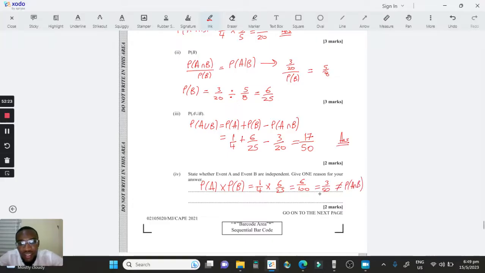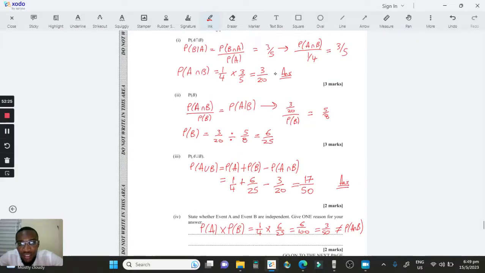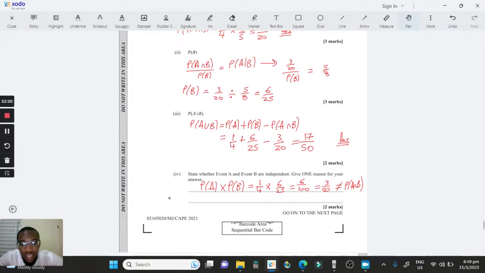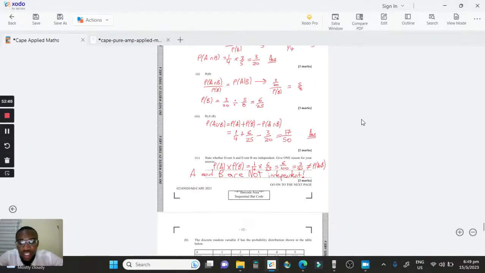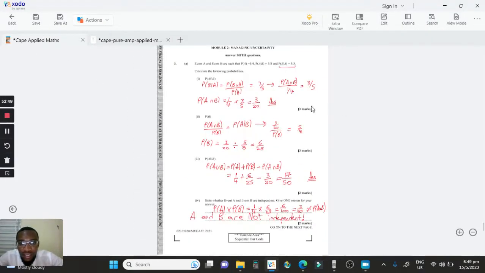But this is not equal to the probability of A intersect B. The probability of A intersect B is 3 over 20. And this is 3 over 50. So in that case, A and B are not independent. That's the reason right there. We showed it by computation. A and B are not independent. That finishes out this part of it. Easy, easy, easy marks. It doesn't get any easier than Module 2.